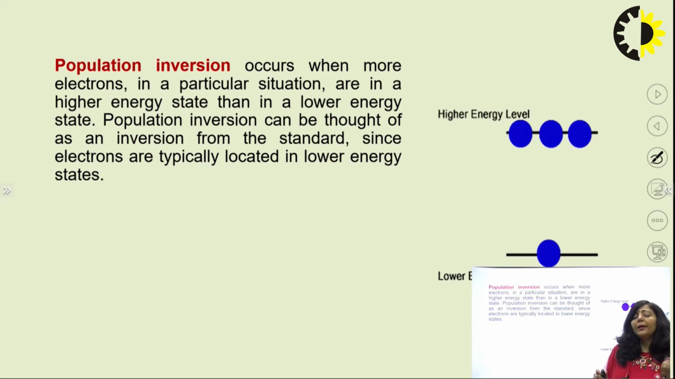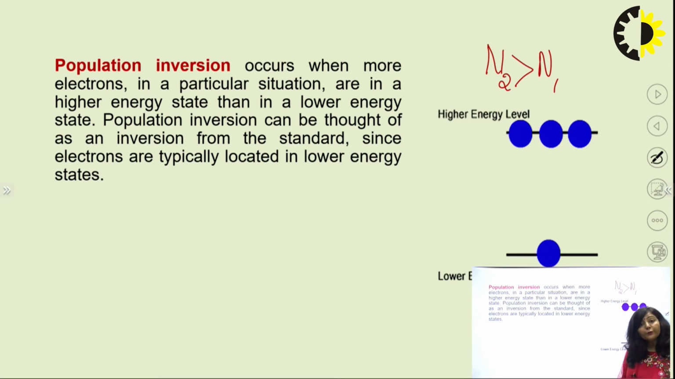Now the question arises: how will you increase the population in the high energy level as compared to the ground state? The answer is, you are not going to add extra electrons from any external agency. You have to redistribute those electrons which are present in 1 and 2. Redistribution means somehow you have to pump the ground state population to the high energy state, so that you get greater population in 2 as compared to 1. That method, that process, is known as the pumping process.